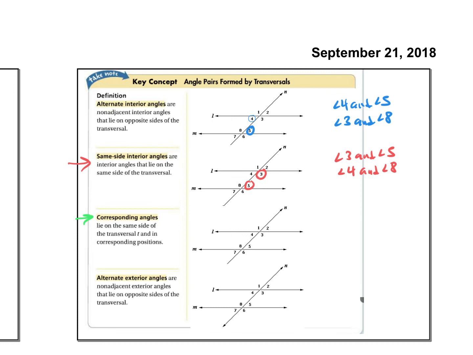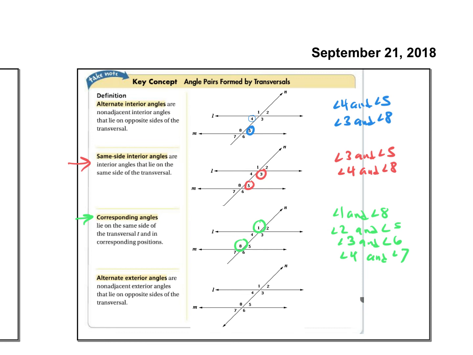Corresponding means in the same position as. So notice corresponding is the only one that's not saying same side or alternating or interior or exterior, because corresponding means in the same position. If I took one intersection, put it on top of the other one, these angles would be at the exact same place. So angles 1 and 8. If I say angle 2, what is its corresponding angle? If I say angle 3, what's its corresponding angle? And angle 4's corresponding. Good.